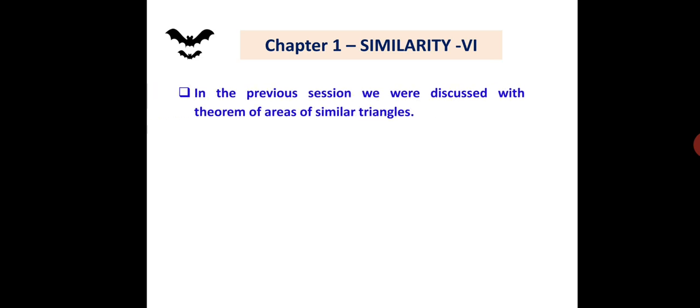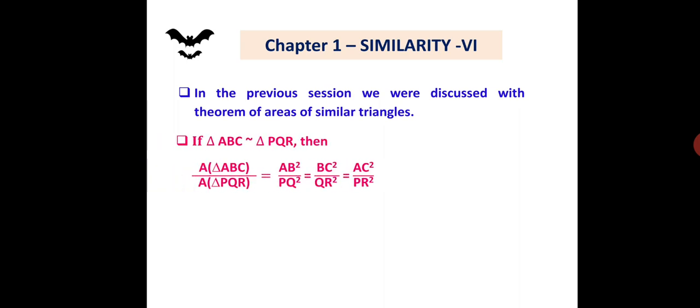Friends, in the previous session, Similarity Part 5, we discussed the theorem of area of similar triangles, wherein if triangle ABC is similar to triangle PQR, then area of triangle ABC upon area of triangle PQR is equal to AB square upon PQ square is equal to BC square upon QR square is equal to AC square upon PR square, and we also discussed a few problems based on this theorem.